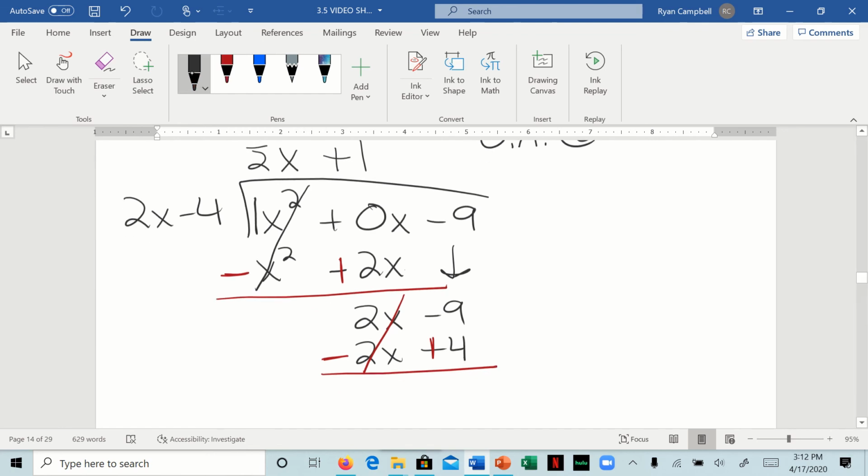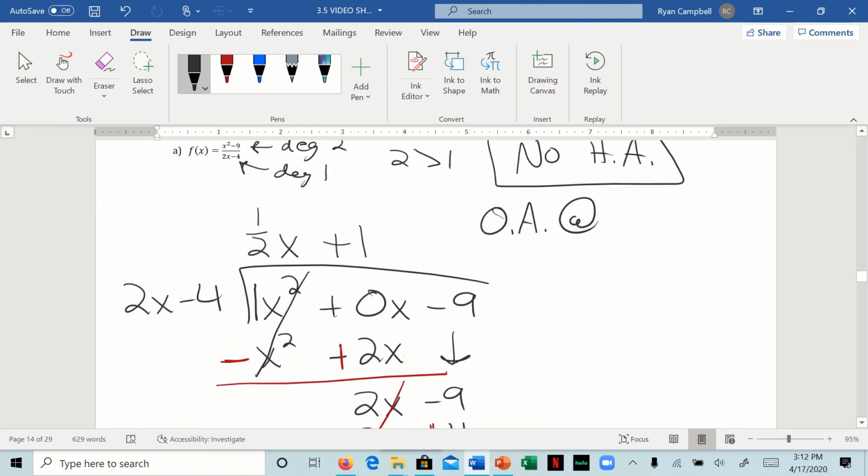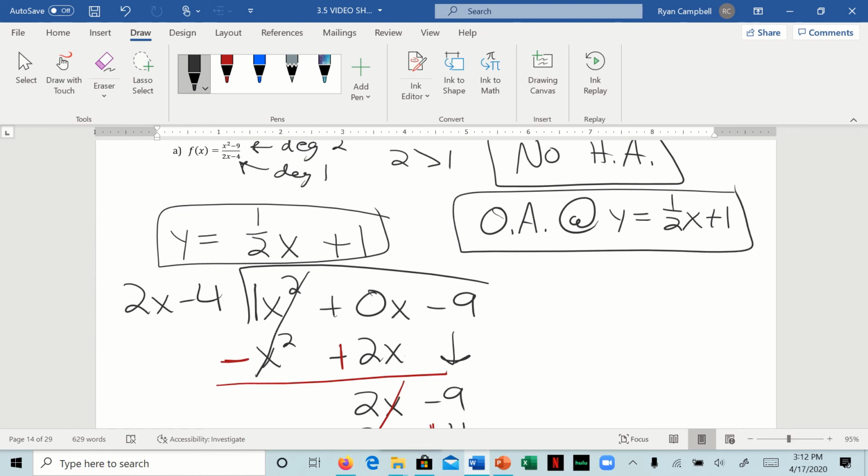So we end up with negative 5. And we're done, right? Because you can't multiply the x by anything to get 5. So this is our oblique asymptote, right? We'll have an oblique asymptote at y equals 1/2 x plus 1.